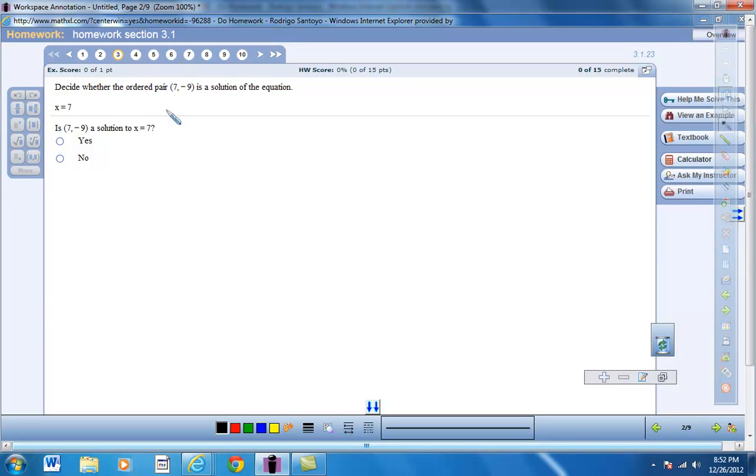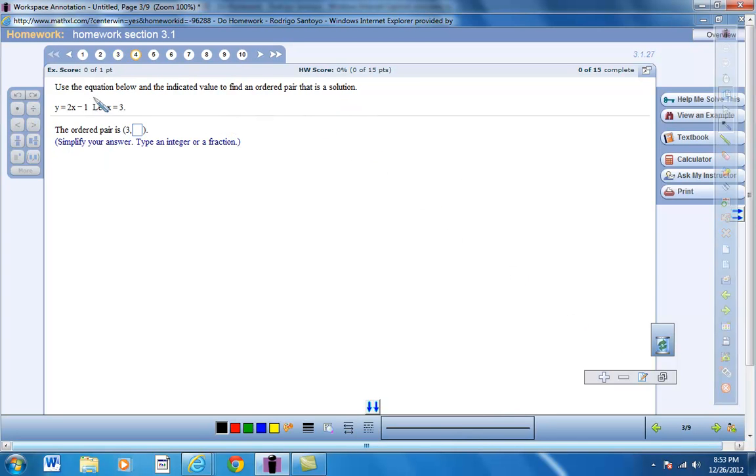Another problem: decide whether the ordered pair (7, -9) is a solution. Once again, like I said, the first number in your ordered pair is x, and the second is y. Our equation here is x equals 7. As we could tell here, our ordered pair has x equals 7. So this is another one where we can say, yes, it is.